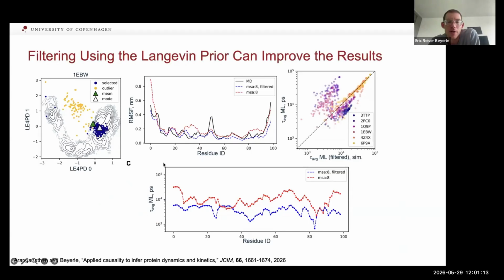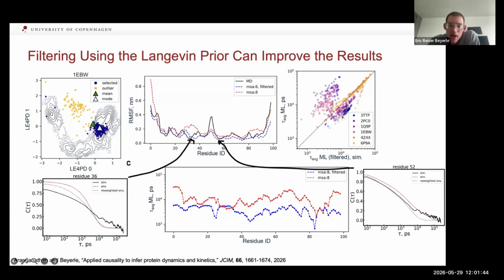So the last thing I'll talk about is that we can use this, as I said before, as a filtering method. What we can do is remove these yellow structures that aren't sampled in the microsecond MD. If we compare the RMSF calculated using the full output ensemble, which is the red, versus the blue, which corresponds just to the blue points here, we greatly reduce the observed fluctuations in the ensemble. And also we see a reduction in the timescales, which is perhaps not surprising.